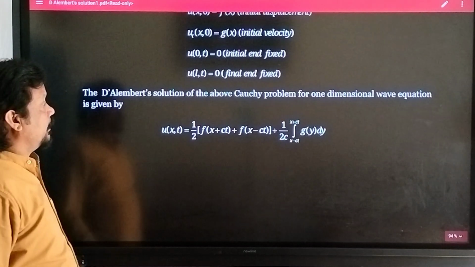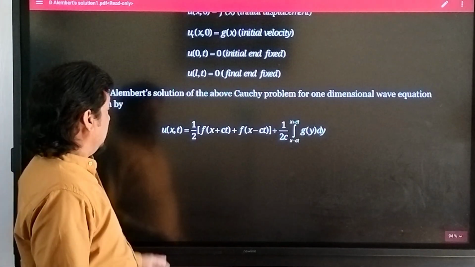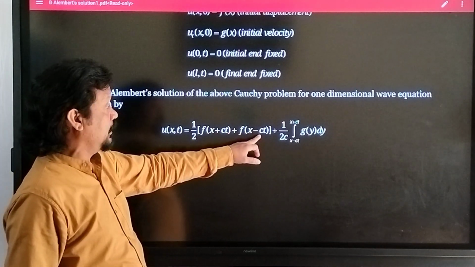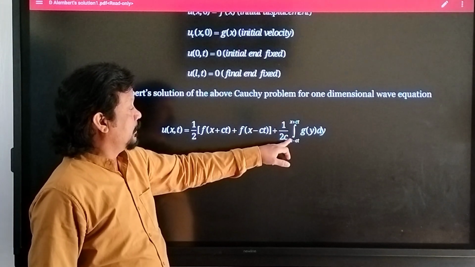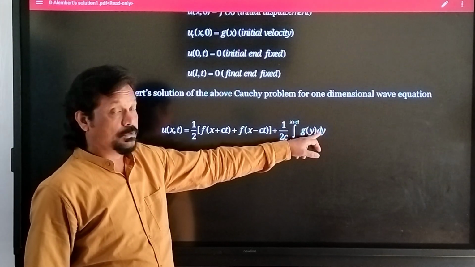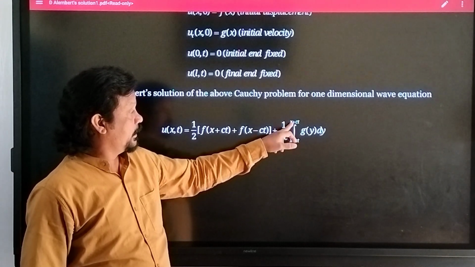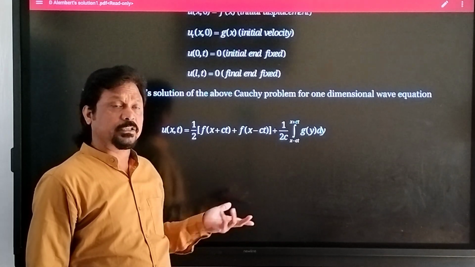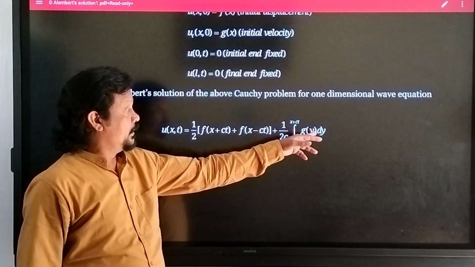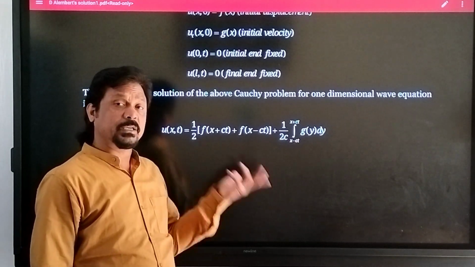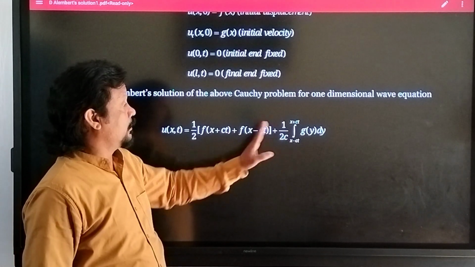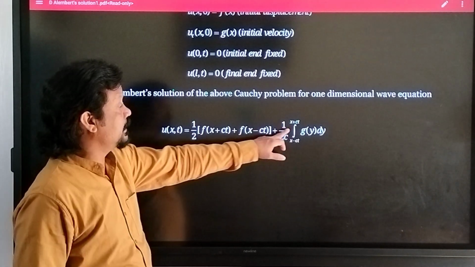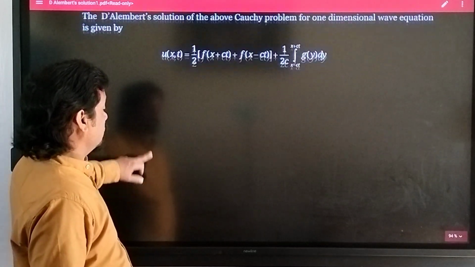The D'Alembert solution of the above Cauchy problem for the one-dimensional wave equation is u of x, t equal to half of f of x plus ct plus f of x minus ct, plus 1 by 2c integration of g of y with respect to y from x minus ct to x plus ct. In place of y, you can take capital D or tau or x, anything, because this is a definite integral, so the variable is a dummy variable and it does not matter what variable is there. Here f is the initial displacement and g is the initial velocity. Let us see how to solve the problem.